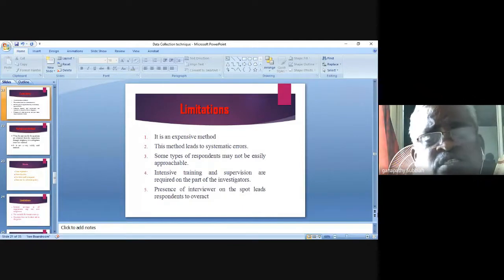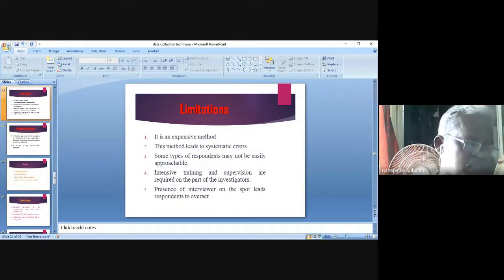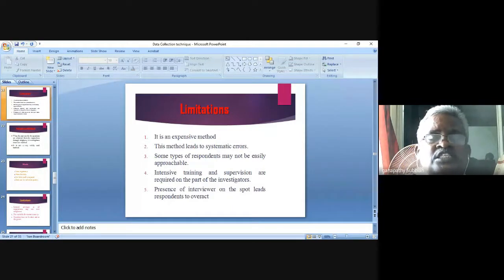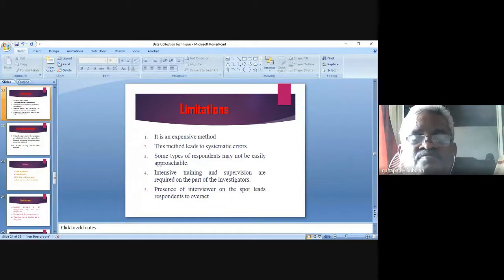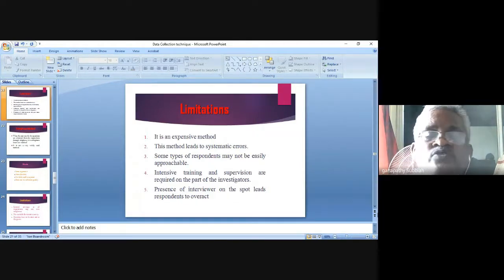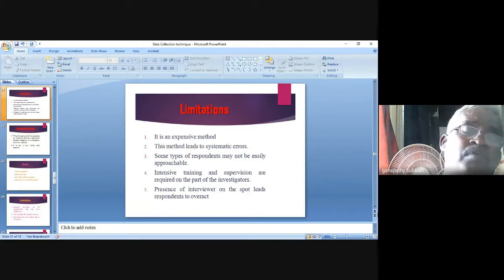There are some limitations. The personal interview method is an expensive method. The researcher has to directly meet each and every respondent, depending upon the sample size. This method also leads to systematic errors. This is another important limitation.